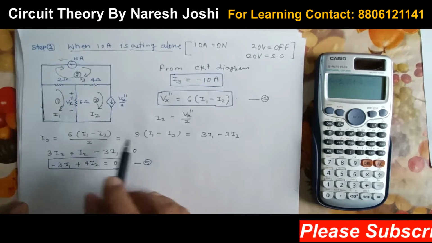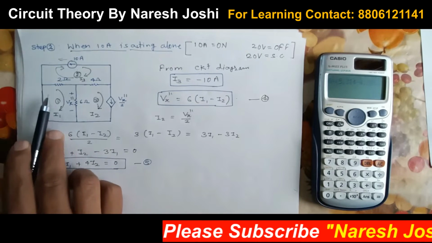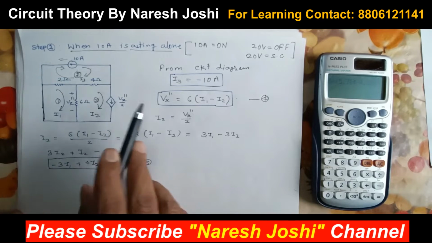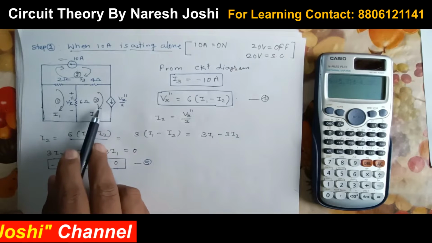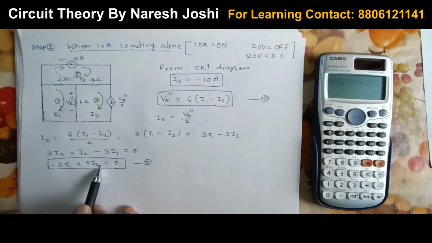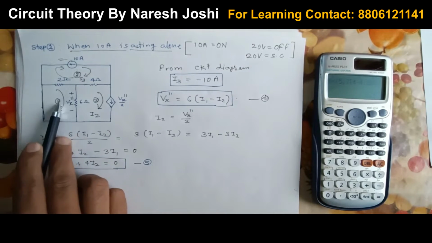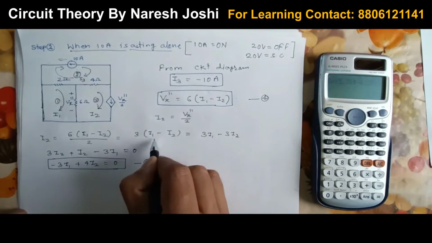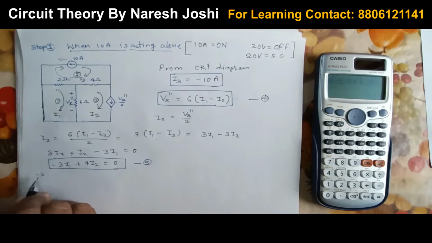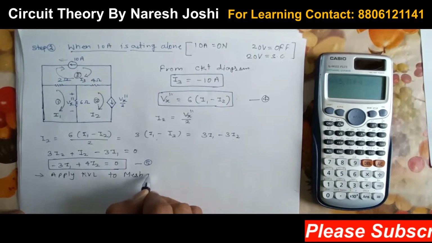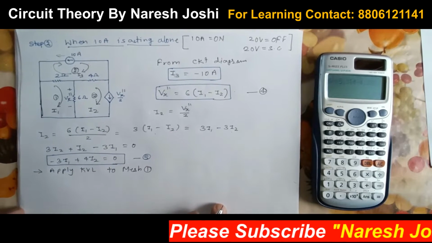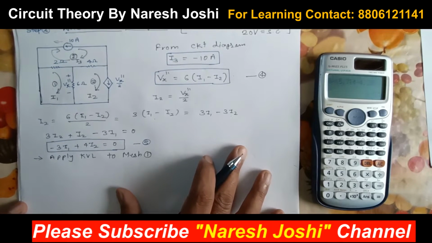Now you can see only one mesh is remaining, so here we need to apply the KVL. So you can see this mesh current is I3, and this mesh current is I2. We have obtained the equation for I2, and only one mesh is remaining, so for that we need to apply the KVL. So I will write here: apply KVL to mesh 1.